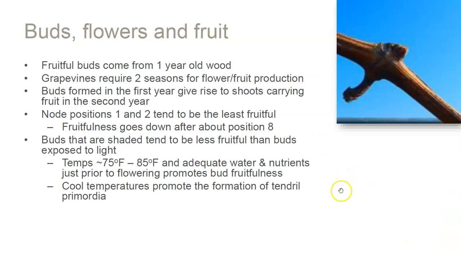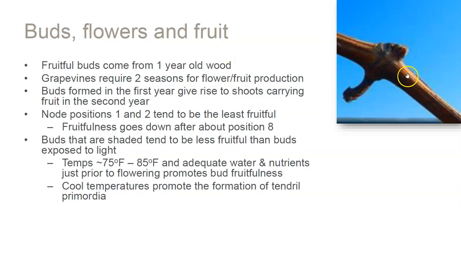Cool. So fruitful buds come from 1-year-old wood. It comes out as a cane, and then we either lay it down as a cane or we spur it, and then a shoot pushes out of there, and that's where we have our fruit from. The older wood is not fruitful. Buds that are shaded tend to be not very fruitful. Also, we want buds to have adequate water and nutrients to promote fruitfulness.